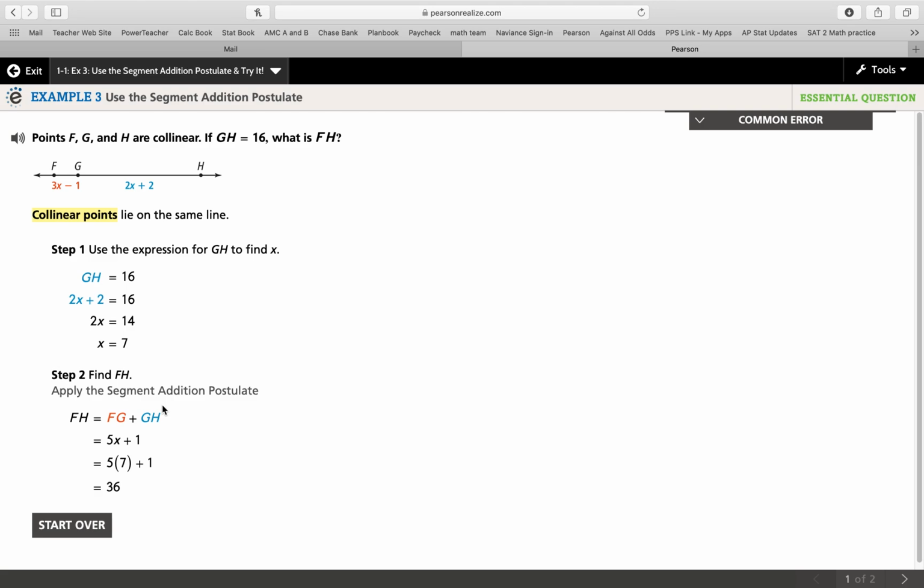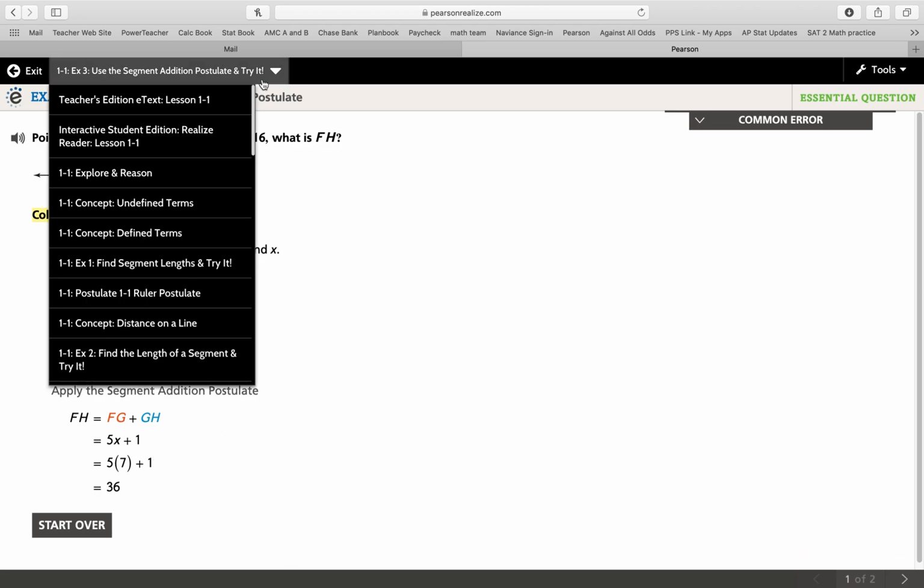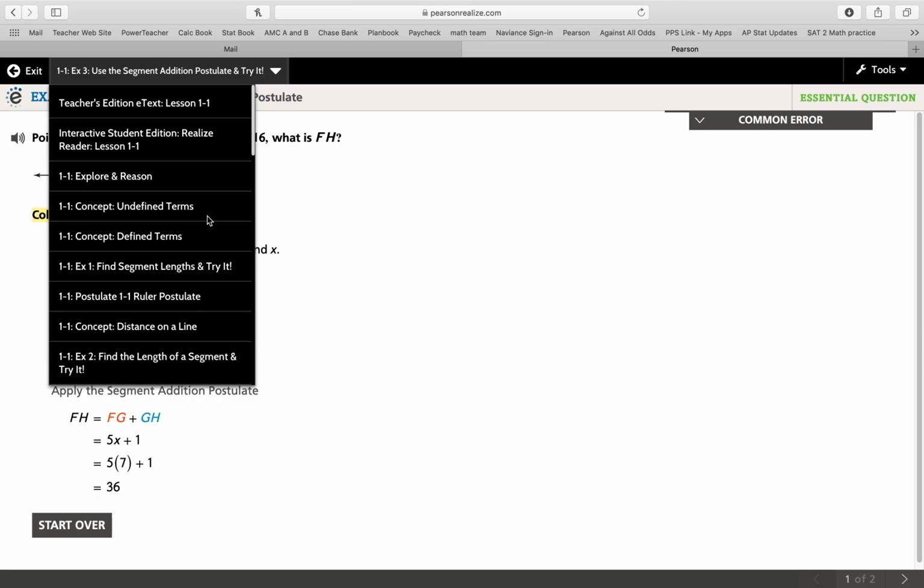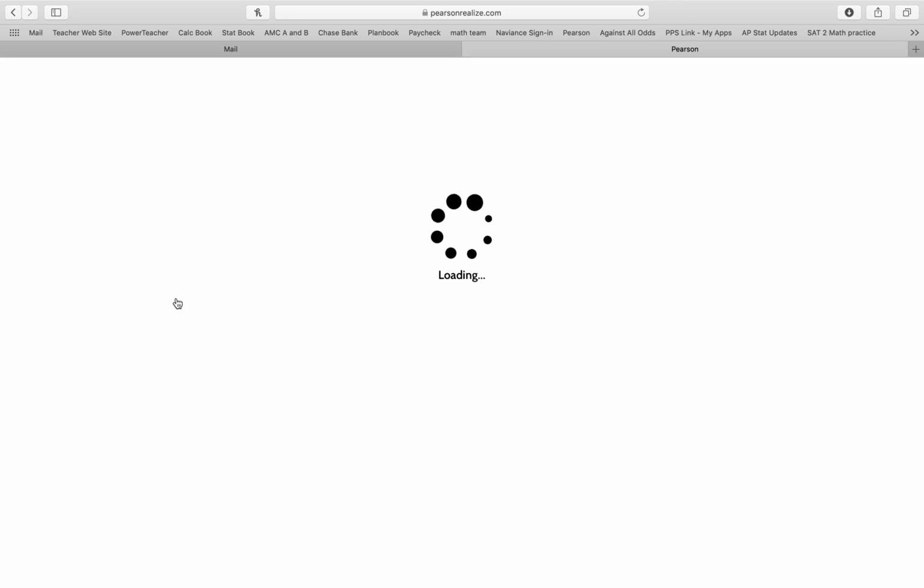Okay, so you can do it two ways. You could input this value back into here to find FG, or you can say that FH is FG plus GH, and when you add these two together, 3x plus 2x is 5x, negative 1 plus 2 is 1. So when you add FG plus GH, you get 5x plus 1. You can substitute 7 back in, and you get that FH is 36. So segment addition postulate. Okay.